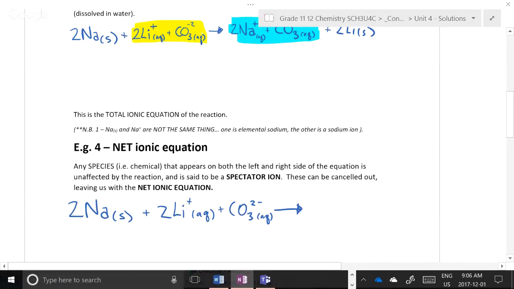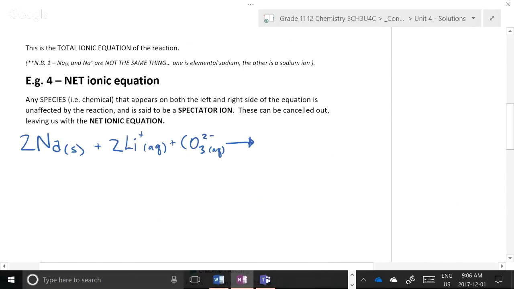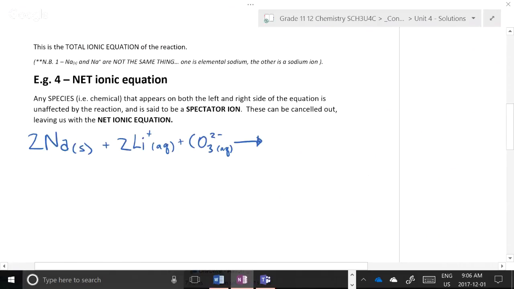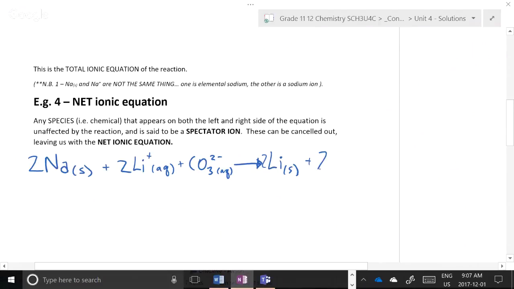And because it's a single displacement reaction, what actually happens is lithium, two of them, and two sodium ions and a carbonate ion.